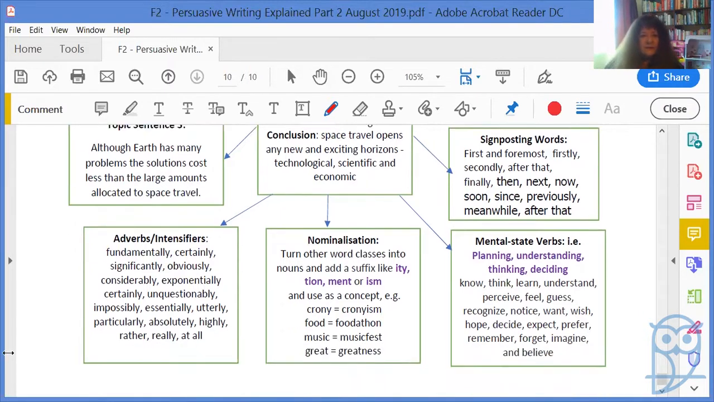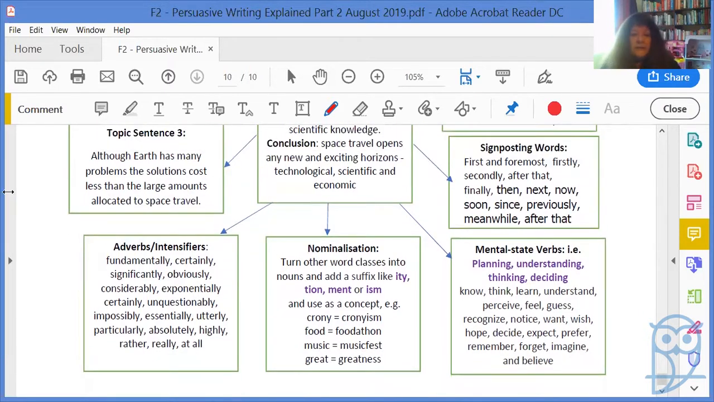And then this one that they seem to love doing, you need adverbs or intensifiers. You need good adjectives and adverbs to state your case and to try and appeal to people's emotions. So you could be using words like fundamentally, certainly, significantly, exponentially, impossibly, absolutely, highly, really, etc. So these are adverbs or intensifiers which make your argument more profound.